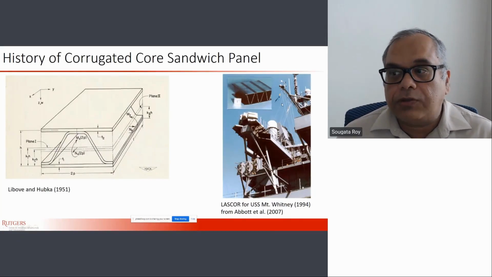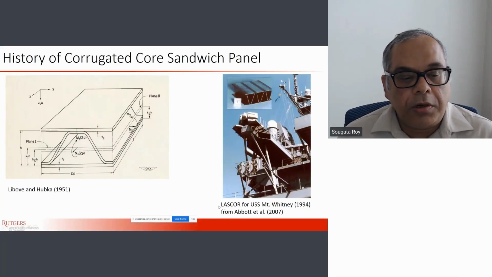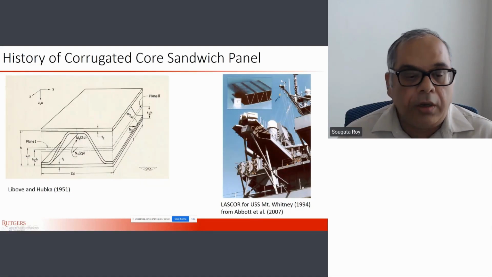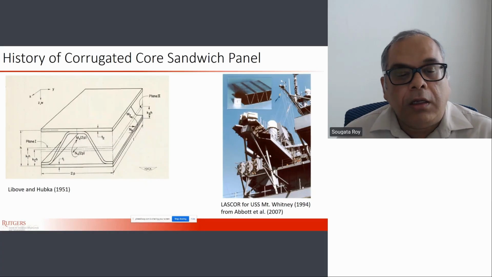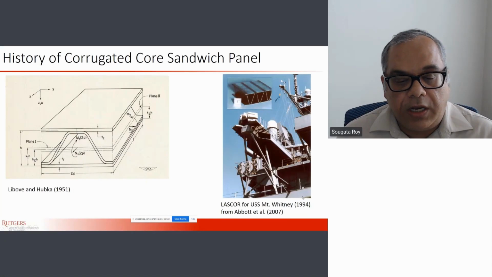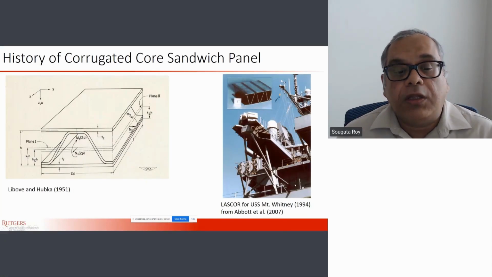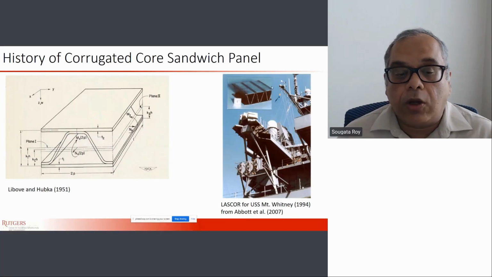So the US Navy took up this process and developed a deck called LASCOR, which stands for laser corrugated deck. Significant money and funding were used to develop this deck and do the research. I think this deck work was done at Penn State's ARL. And then finally, the US Navy implemented it on the USS Mount Whitney in 1994. But unfortunately, the cost of fabricating these decks was enormous, because the laser technology was still in its infancy. The machine equipment cost a lot and so on.